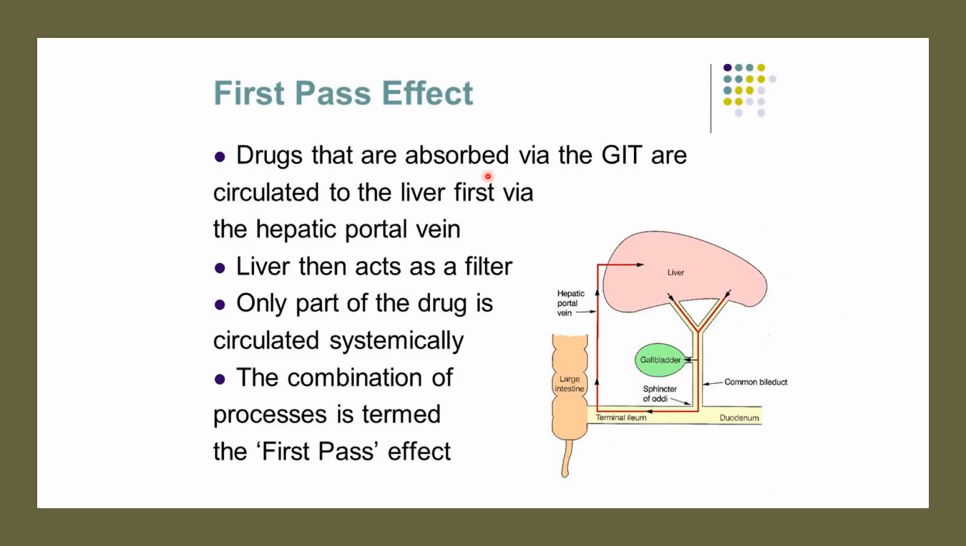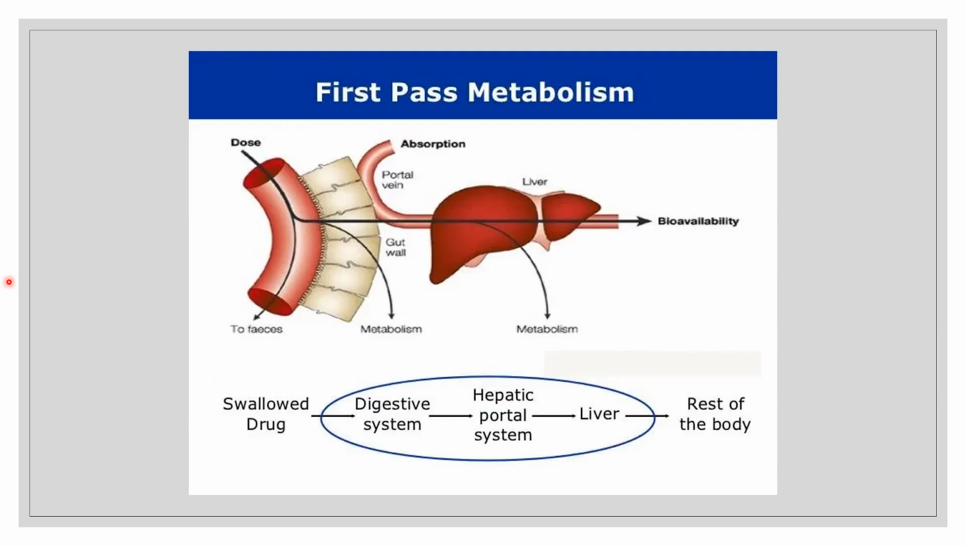The drugs that are absorbed via the GIT are circulated to the liver first via the hepatic portal vein. The liver will then act as a filter. Only part of the drug is circulated systemically. So the combination of these processes is termed the first pass effect. We also have here a simplified diagram of our first pass effect, or our first pass metabolism.